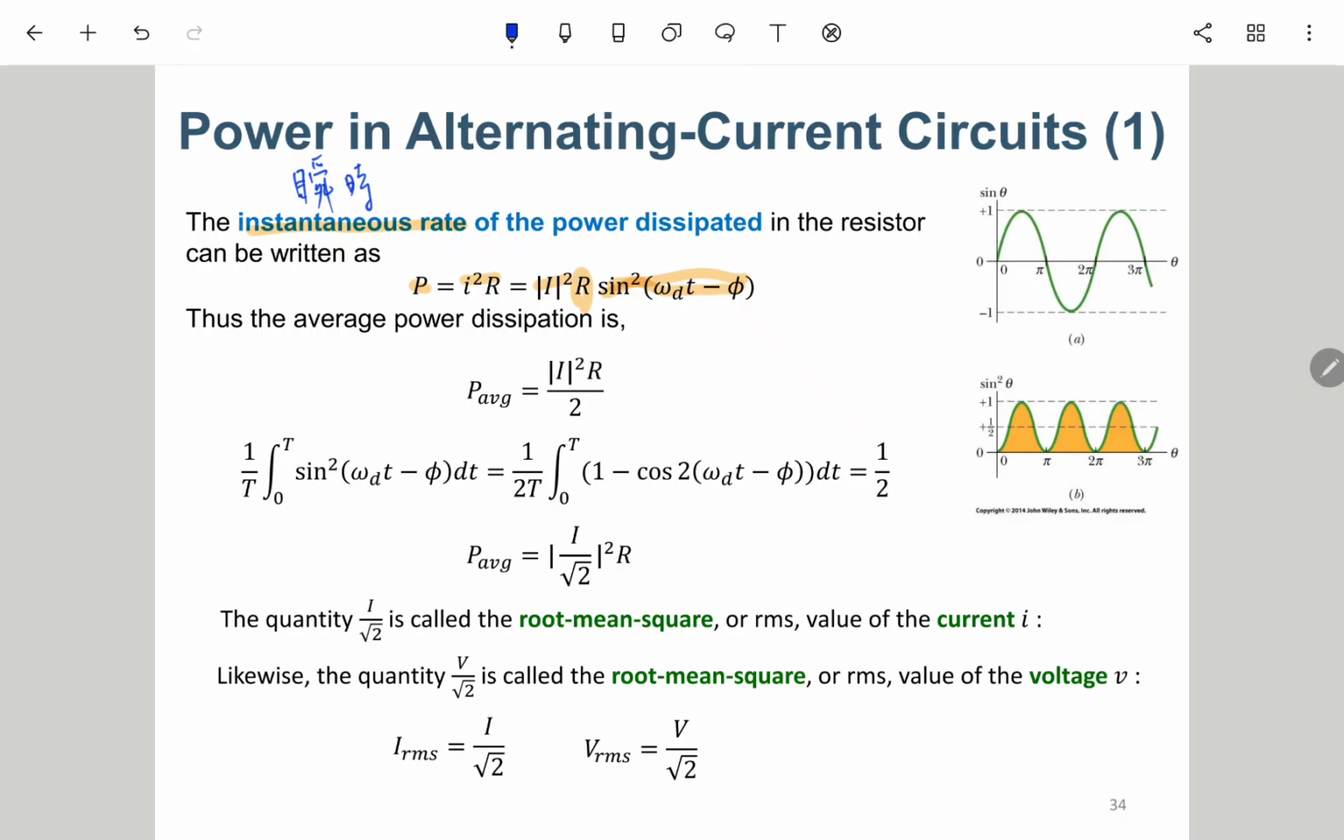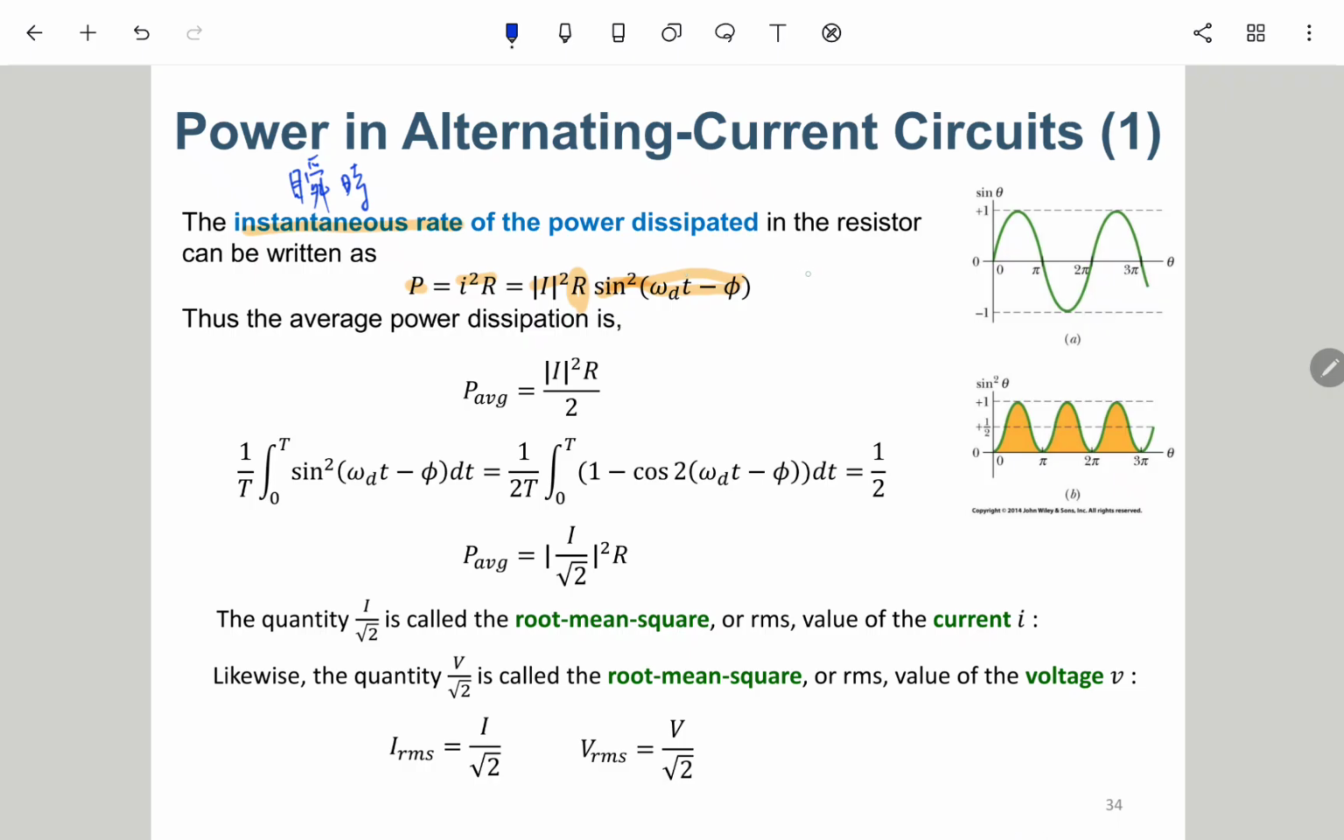If you still remember the trigonometry formula, this is like one half minus the cosine of two times this angle. So this goes to here. This one half is here, and then we will have another one half of cosine. So it goes like this.